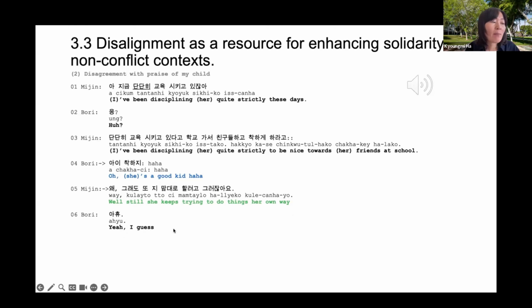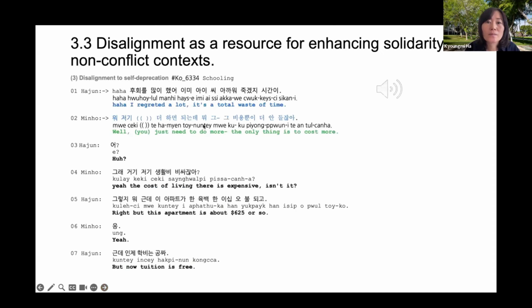So here, what I'm arguing is that not just in this context, in Korean conversation, when someone receives a compliment about themselves or their family members, including their child, they tend to respond with disagreement rather than acceptance. So this suggests that in Korean conversation, a disagreeing response can function as a prepared response to compliment, especially in non-conflict contexts. And now I'm going to show you one more conversation here.